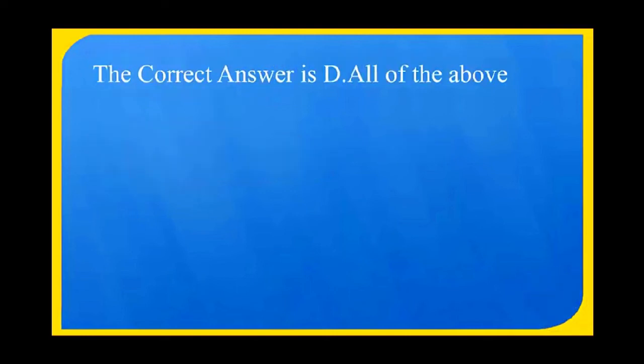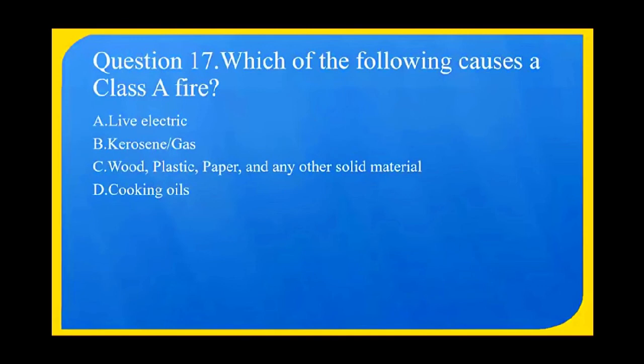The correct answer is D. All of the above. Question 17. Which of the following causes a class A fire? A. Live electric. B. Kerosene, gas. C. Wood, plastic, paper, and any other solid material. D. Cooking oils.